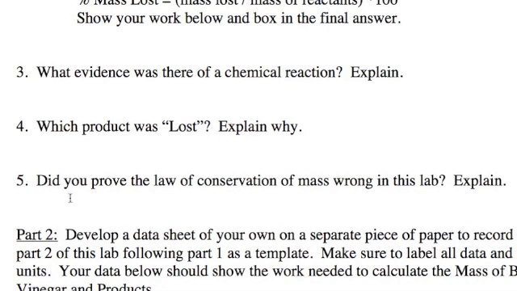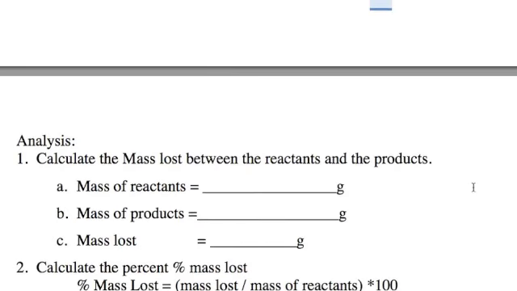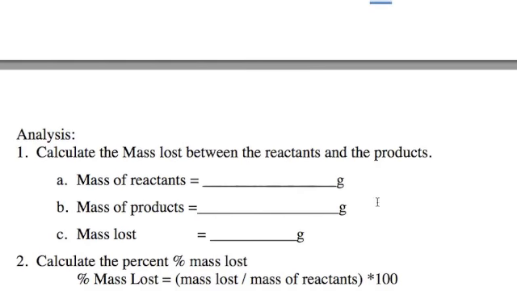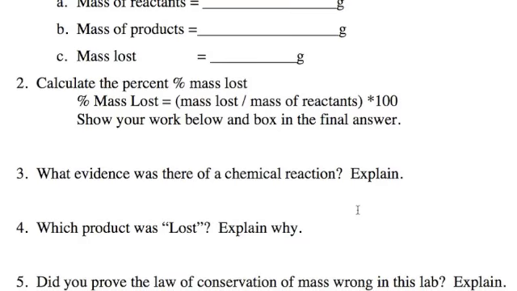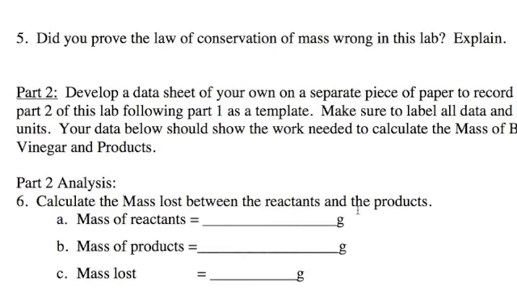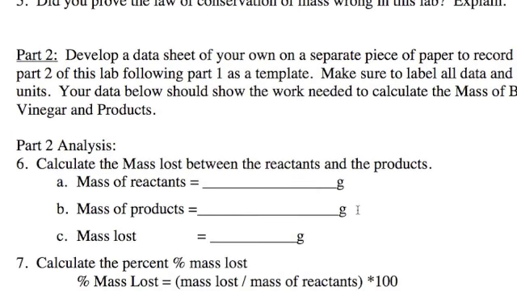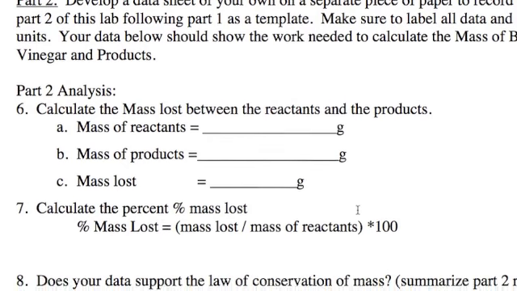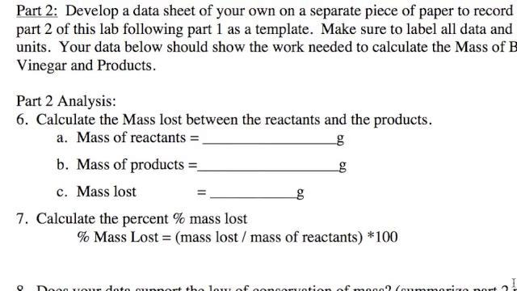And then, did you prove the law of conservation of mass wrong in this lab? Explain. In other words, because the mass of the reactants did not equal the products, did we break this law and have to write a bunch of new books? Or is there something wrong with the experiment? And if you think something's wrong with the experiment, please explain.